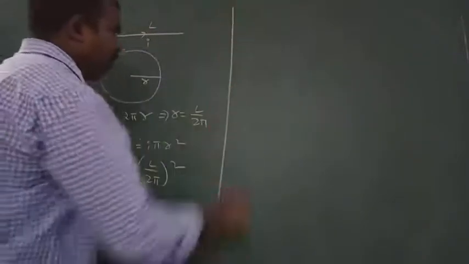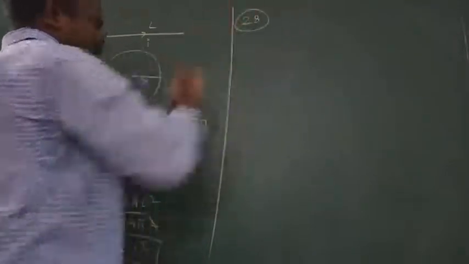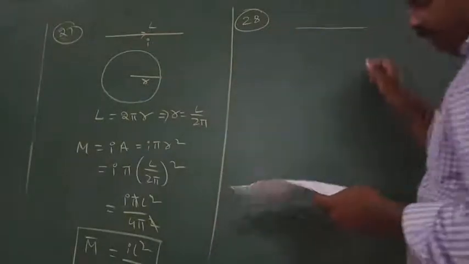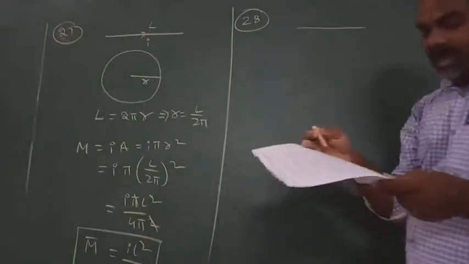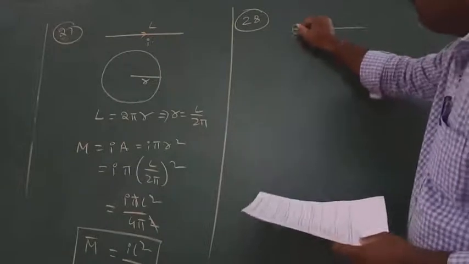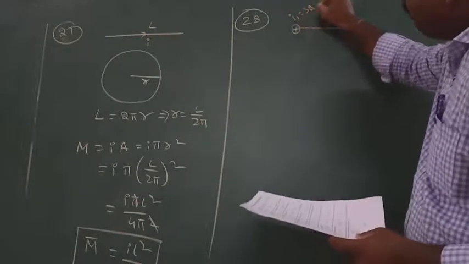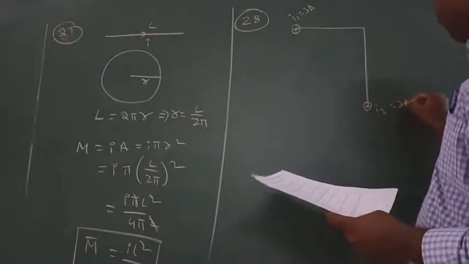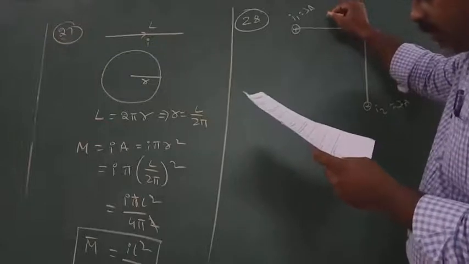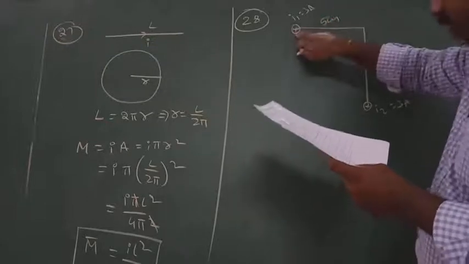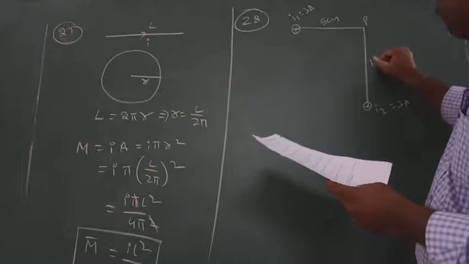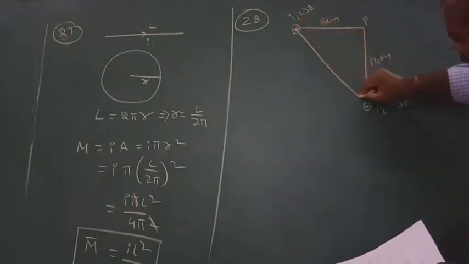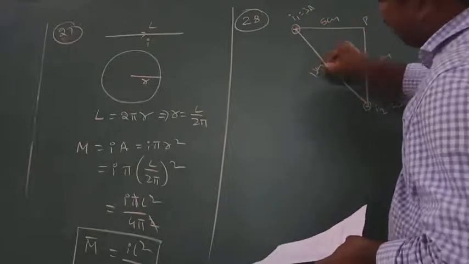Next, problem number 28. There are two long current carrying conductors carrying currents I1 equal to 3 amperes and I2 equal to 3 amperes. The distance from the first wire to point P is 5 centimeters, and from the second wire to point P is 12 centimeters. Then the hypotenuse is 13 centimeters.